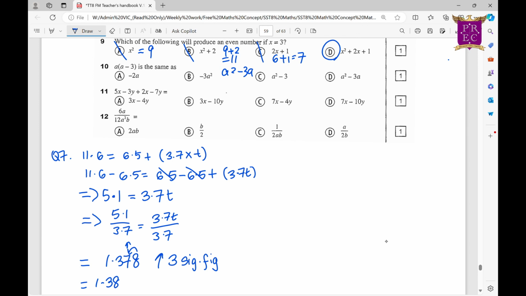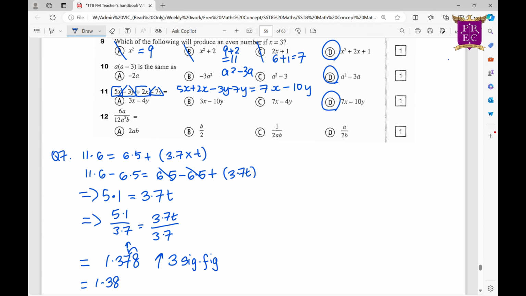Alright, question 10 is just asking you to expand, so that just becomes 8 squared minus 3a, which is option D. And this is just asking you to group the like terms together. So you have 5x and plus 2x and negative 3y and negative 7y. So 5x plus 2x minus 3y minus 7y. That gives us 7x minus 10y, which is D again.